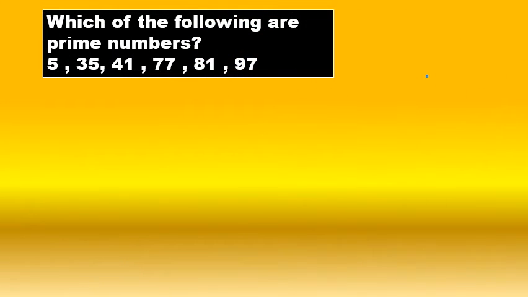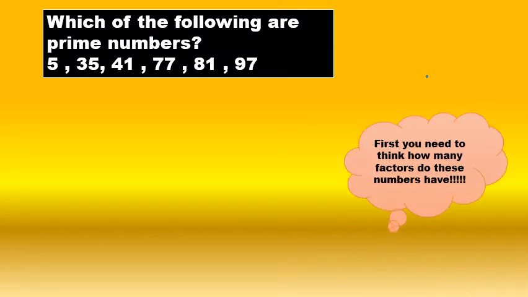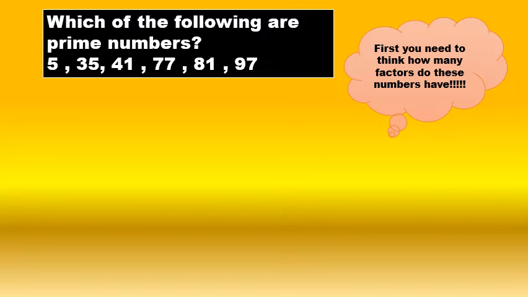Now children, let's solve some questions. Which of the following are prime numbers? For this, first you need to think how many factors these numbers have. Now the first number here is 5. Now 5 comes only in its own table, so it has two factors, 1 and 5 itself, and no other factor. Next we come to 35. Now 35 is divisible by 5. It comes in the table of 5, so it will have more than 2 factors.